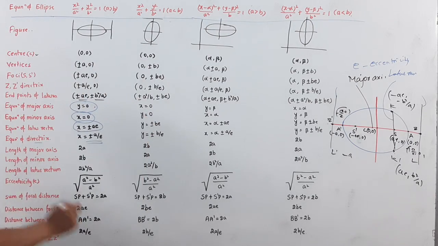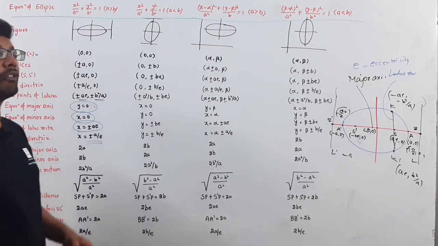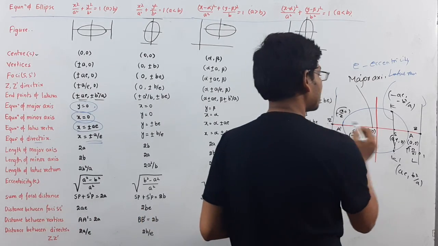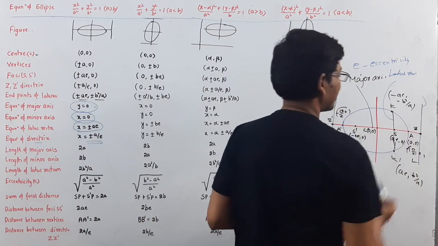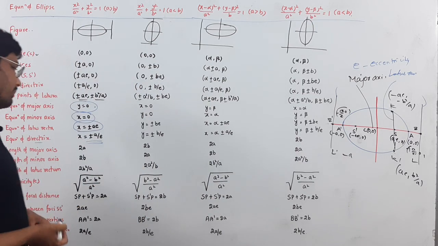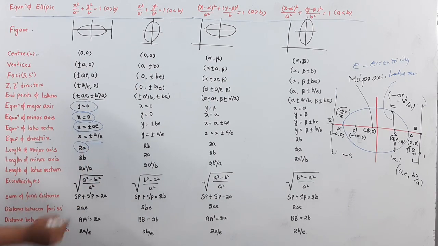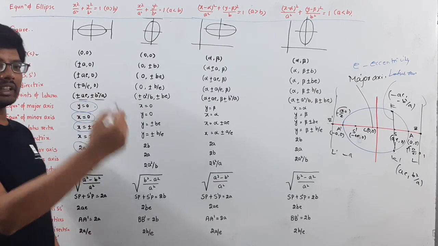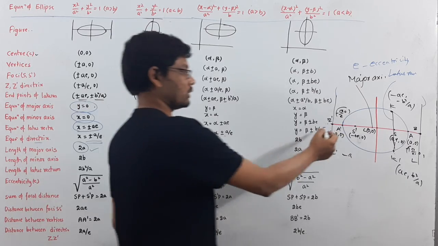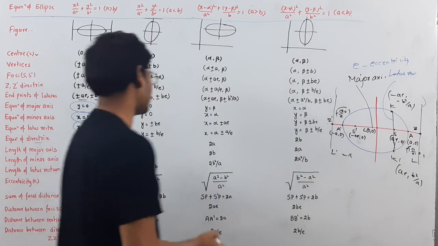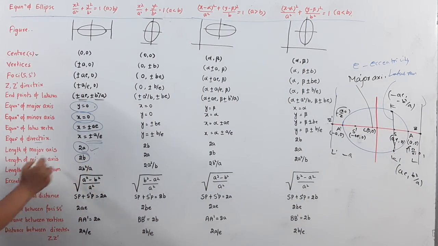And the next one, length of major axis. If you want to find the length of major axis, this is the major axis here, you can find it by using 2a. Length of minor axis is 2b here. This is 2a and this is 2b. This is all about the length of major axis and length of minor axis.